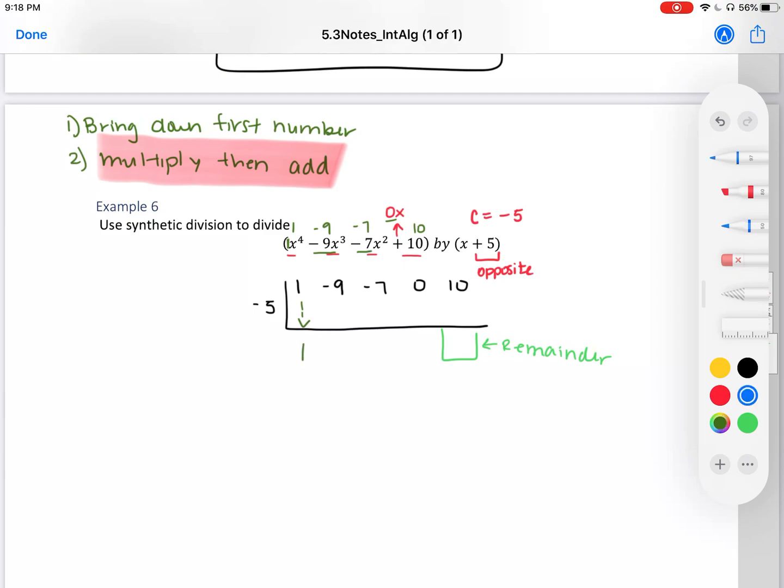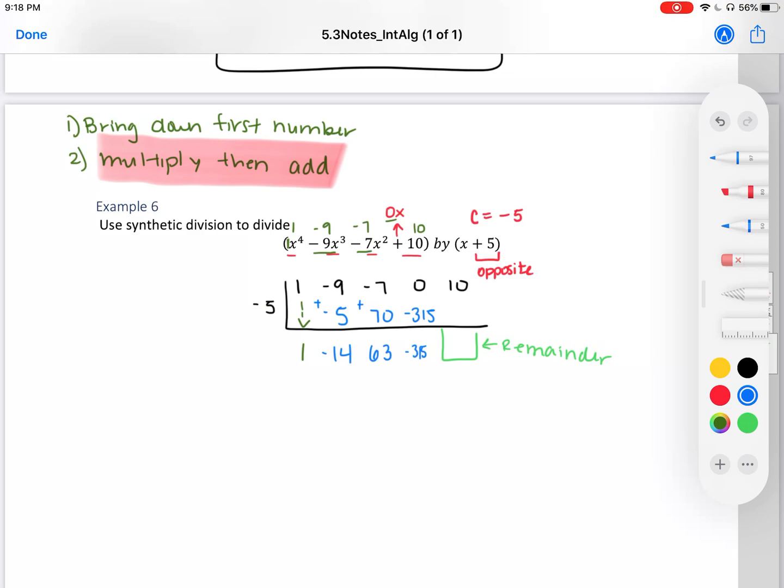-5 times 1 is -5. We add them, we get -14. -5 times -14 gives us 70. Negative times a negative is positive. All right, so -7 plus 70 is 63. -5 times 63 is -315. Plus 0 is just -315.